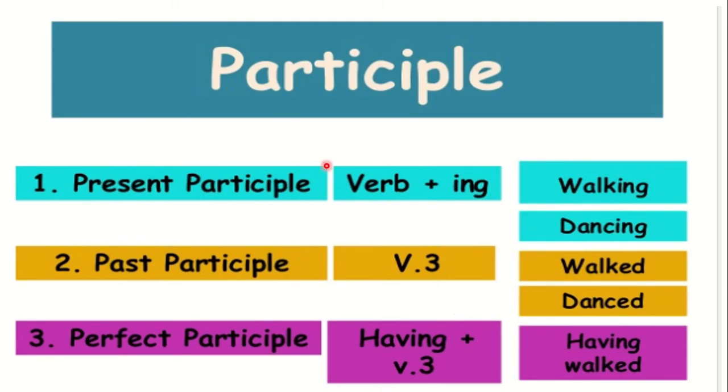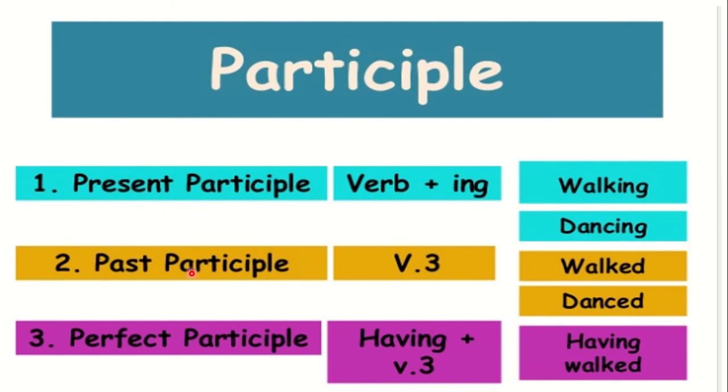Let's have a look how many kinds of participle we have. Number one, we have present participle. Present participle is usually constructed with verb plus ing, like walking, dancing, cooking, so on.